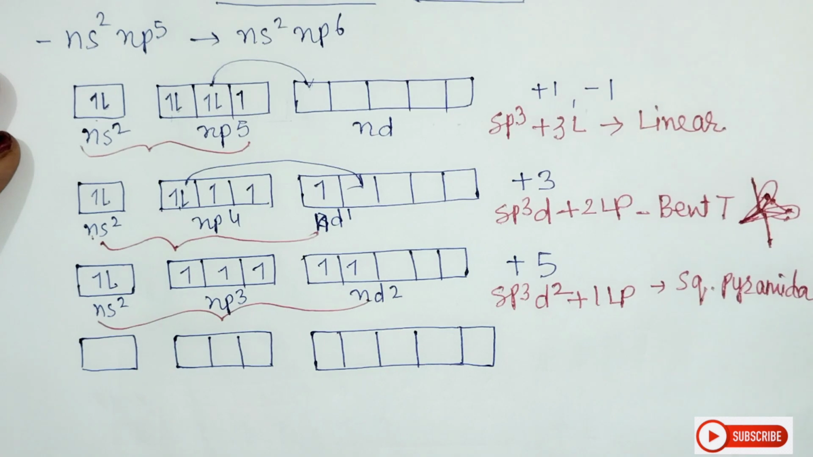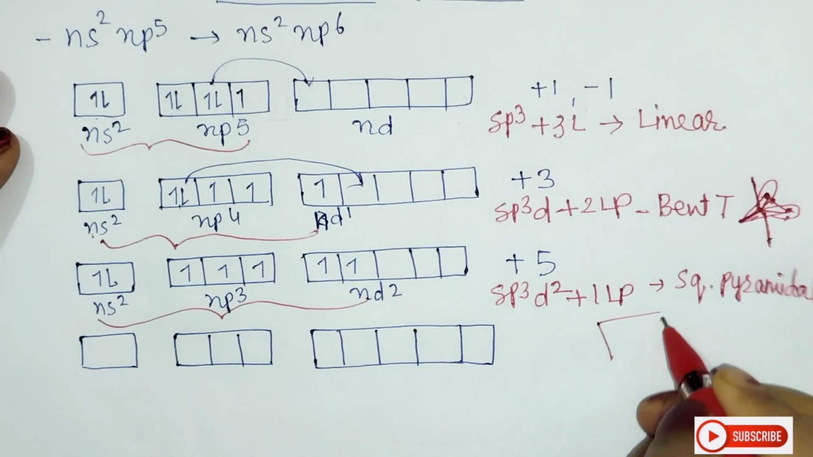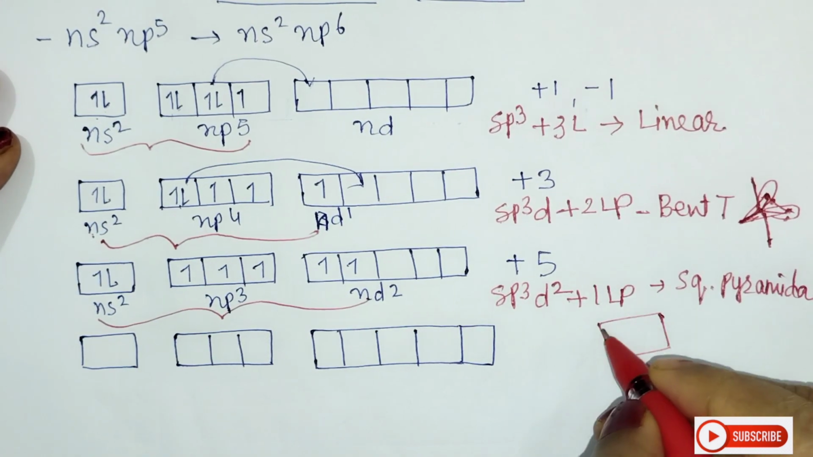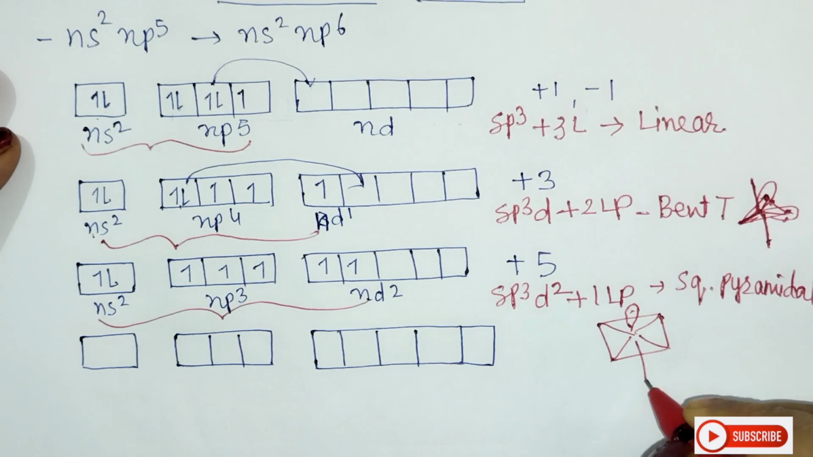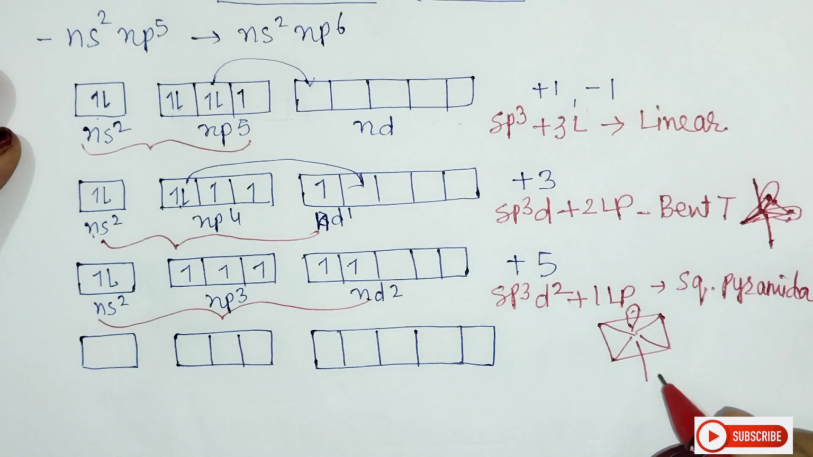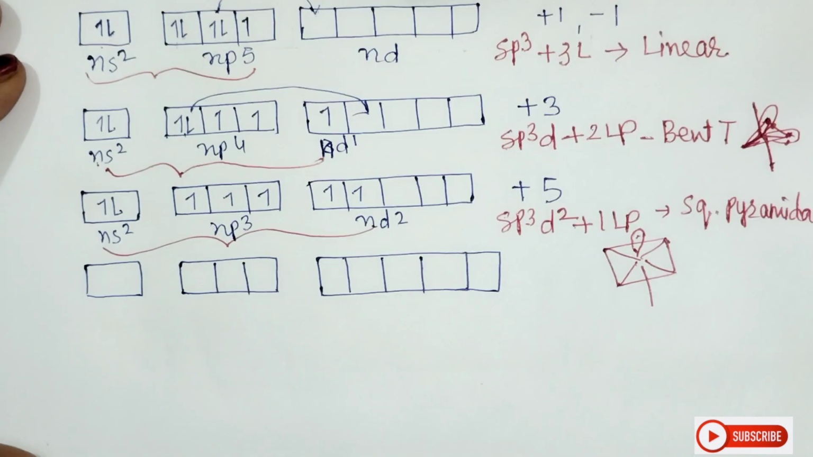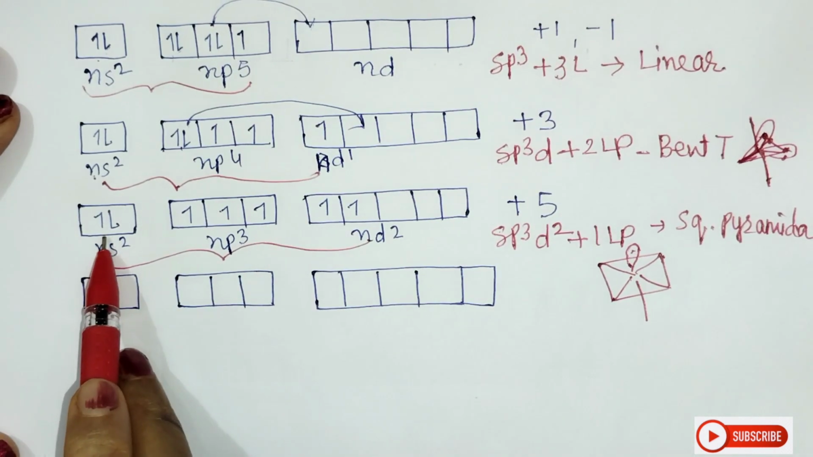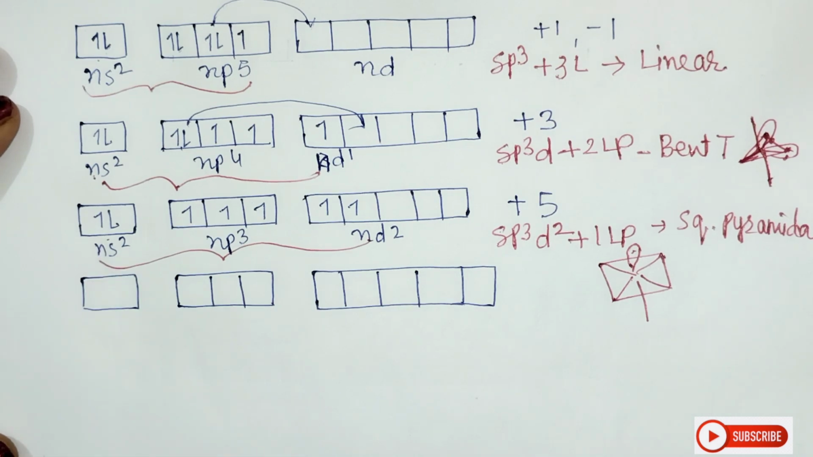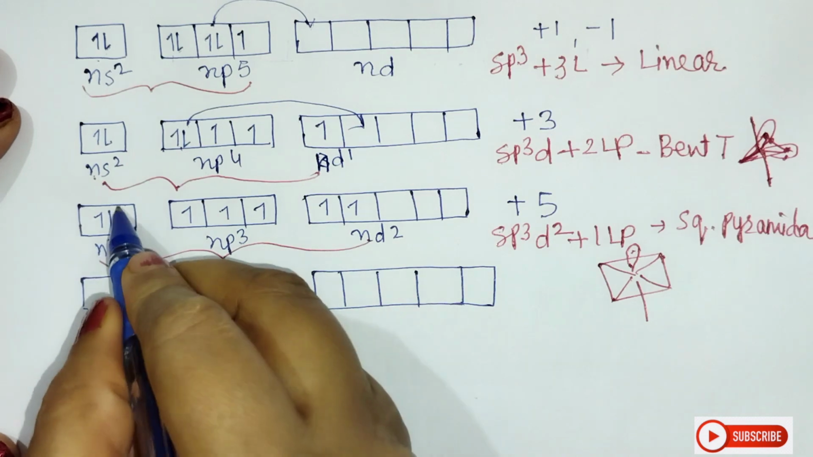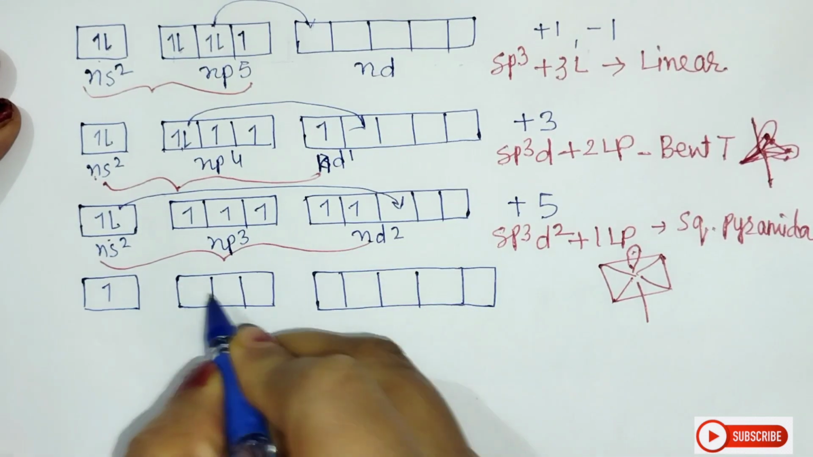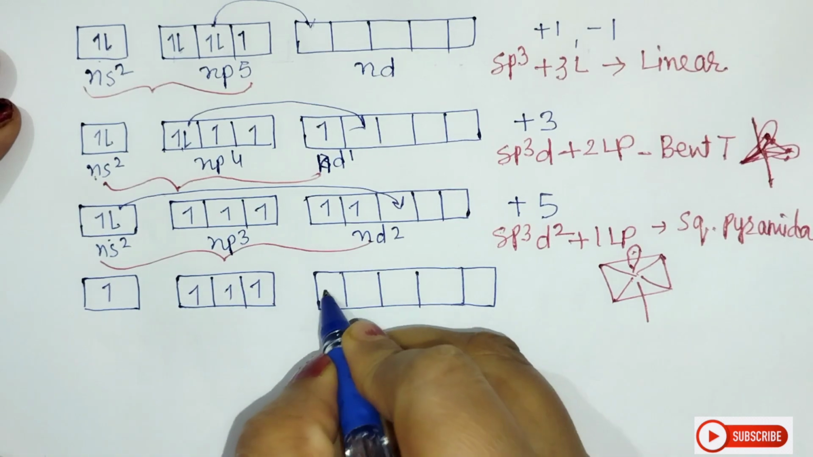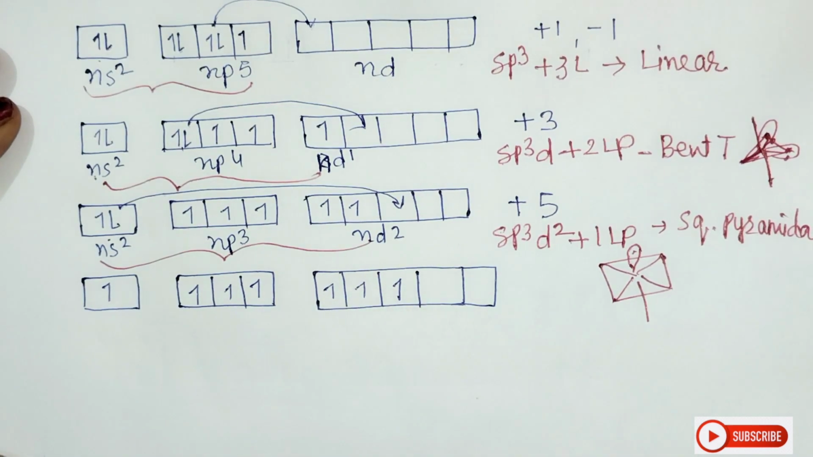How will it be, students? It will be like this. Now the one lone pair will be in the axial position in this way, and the geometry will be in this manner, that is square pyramidal. Let us see, one more excitation is possible here, because there is one paired electron here. So let us bring about that excitation also. So this electron will move towards this vacant d orbital. So it will be 1, 1, 1, 1. So everywhere it will be unpaired electrons.